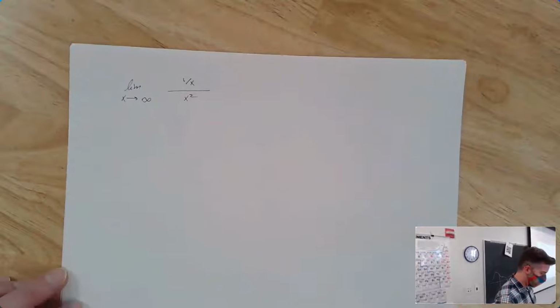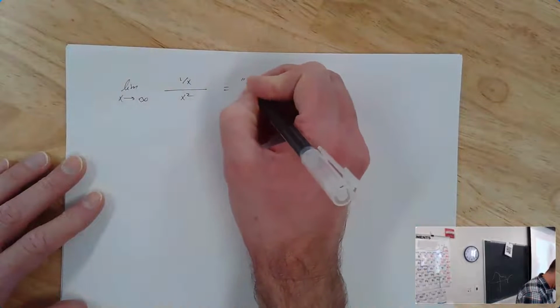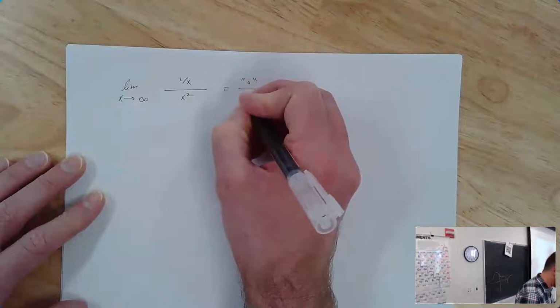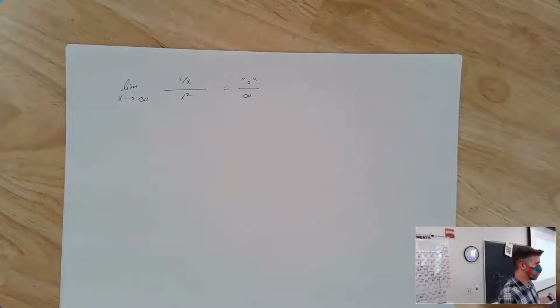That's a 0 over infinity, right? The numerator is going to 0. The denominator is going to infinity. What's 0 divided by 5? What's 0 divided by 7? What's 0 divided by any non-zero number?